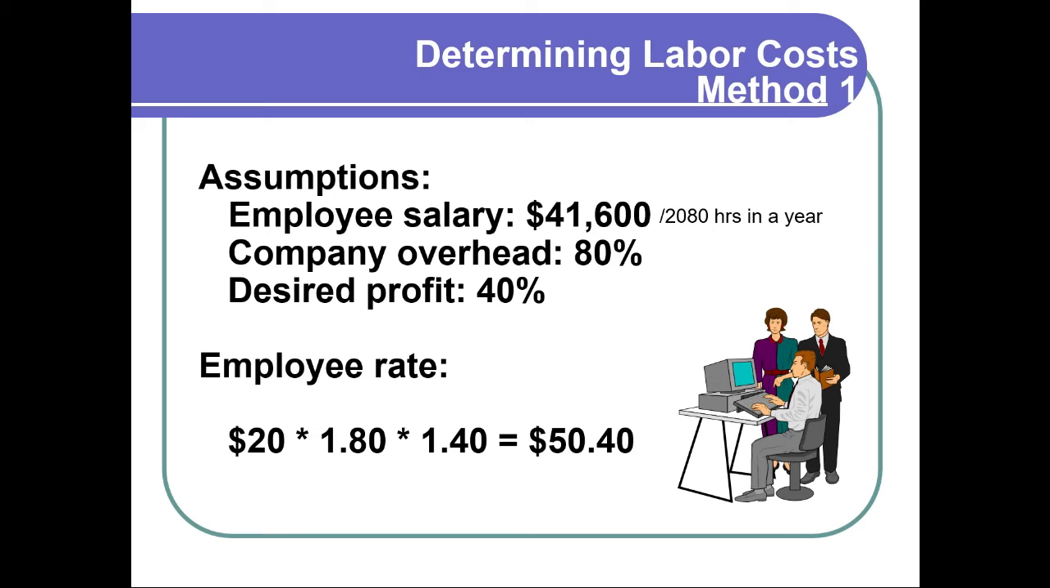Now our company overhead is 80%. We're going to talk about overhead in a moment. So that's 0.8, 1.8, and then we want to make a profit of 40%.